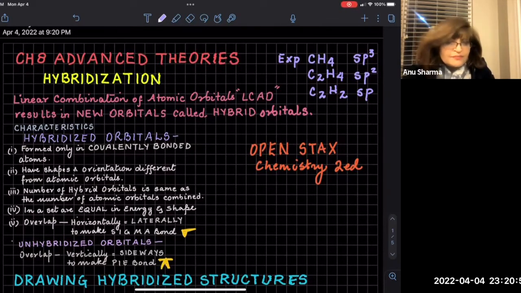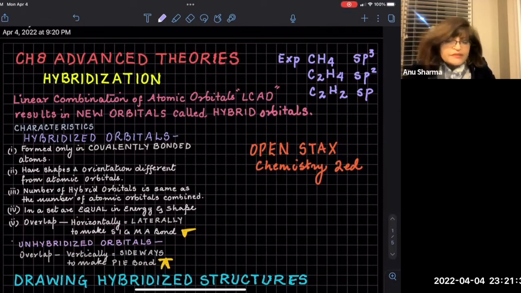Now, orbitals in a set are equal in energy. This is one set, sp3 is one set. So all the atomic orbitals that have mixed and formed the hybridized orbitals have the same energy. In sp2, the 3 orbitals have mixed, and we will see that all 3 have the same energy and the shape is also the same. Similarly, 1 s and 1 p have mixed, so in that case also, the energy is the same and the shape is also the same.